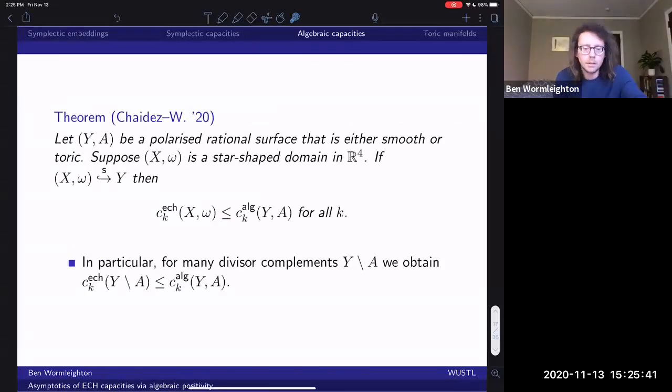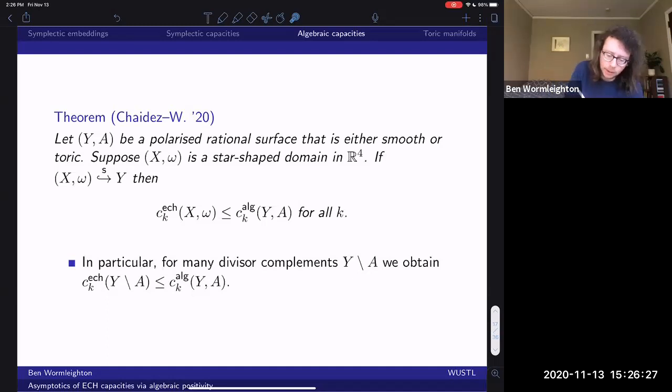Okay, so let's say one of the main connective theorems, this is a theorem of Julian Chaidez and myself from earlier this year. Suppose YA is a polarized rational surface, we'll just fix to rational, and that either it's smooth or it's toric. So in other words, we're allowing it to be singular, but only when it's toric. Suppose X omega is some star-shaped domain in R4. If there's a symplectic embedding from X omega into Y, then the ECH capacities of X are bounded above by the algebraic capacities of the pair YA. So in other words, these algebraic capacities do give embedding obstructions.